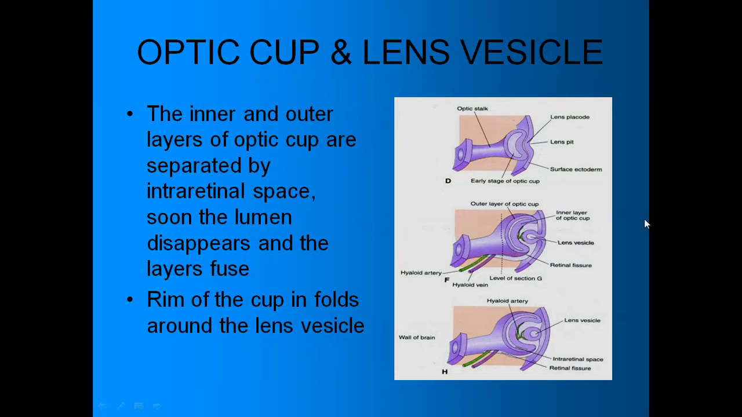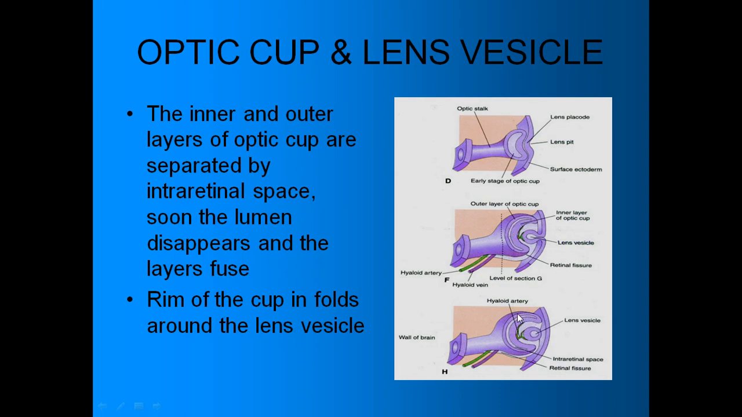So what happens to the fate of this optic cup? There are two layers, as I just told you: the outer layer of the optic cup and the inner layer of the optic cup. This optic cup will give rise to the future retina. Between the two layers there is a gap, that's the intraretinal space.